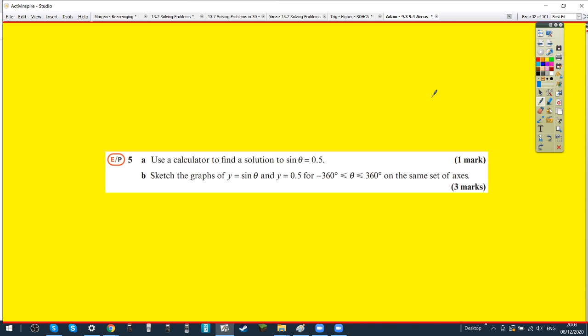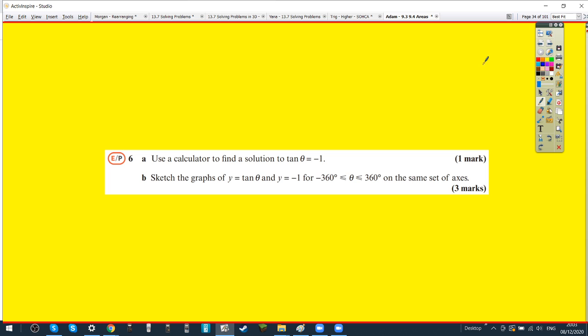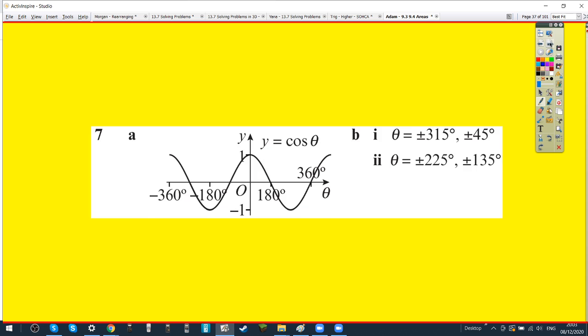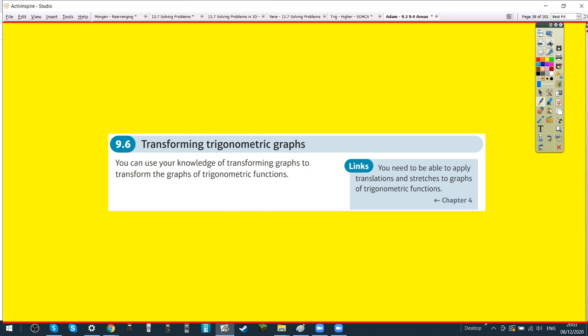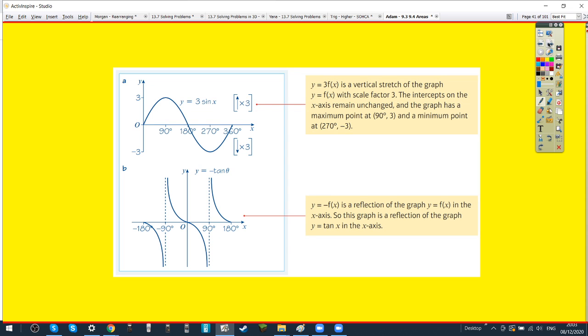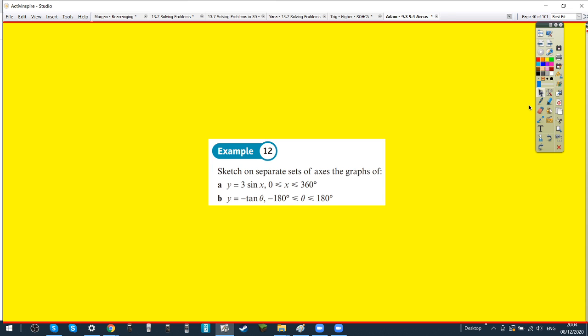Sketch graphs. What is this? Y equals. All right, you just use a graphical calculator. Yeah. Yep. What is this? Use your graphical calculator. Just do y equals 1 over root 2. I don't like these questions. That was easy. Okay. Sketch these graphs. Graphical calculator.